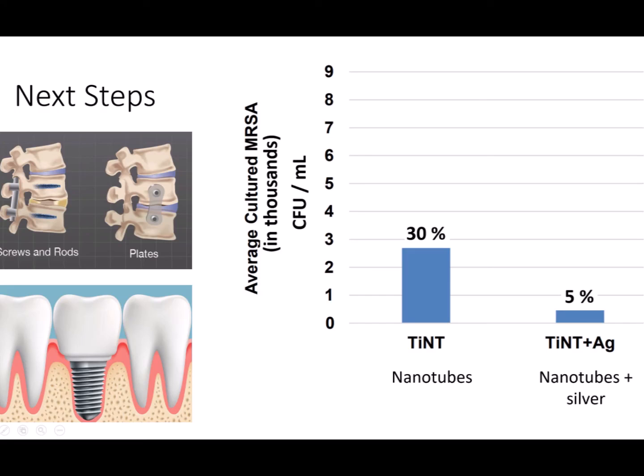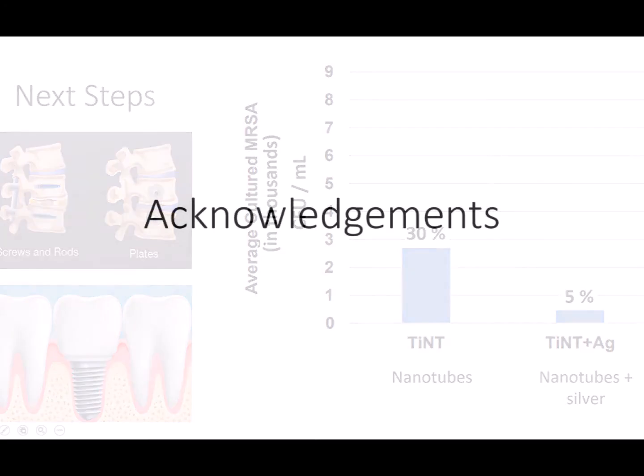Data has shown that adding nanotubes reduced average MRSA infections by 70%, while adding nanotubes and the silver fluoride reduced infections by 95%.